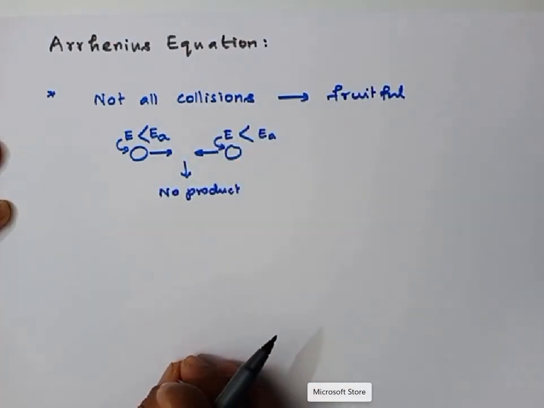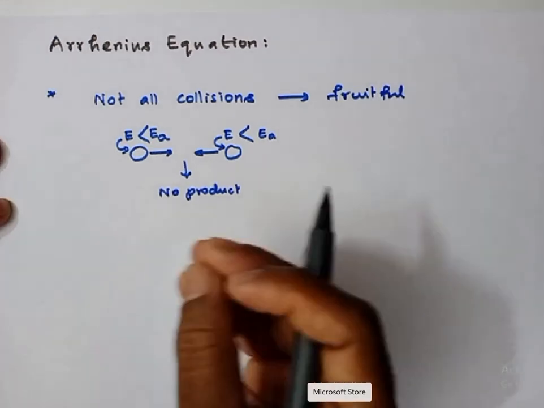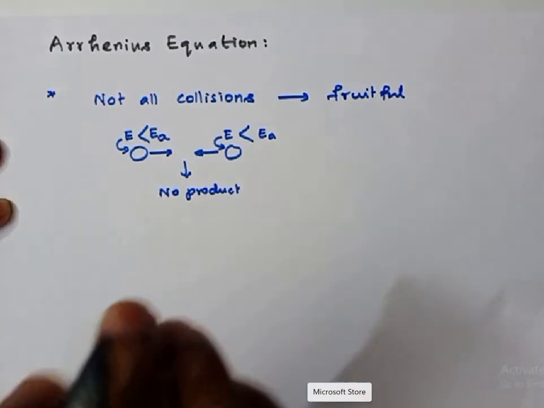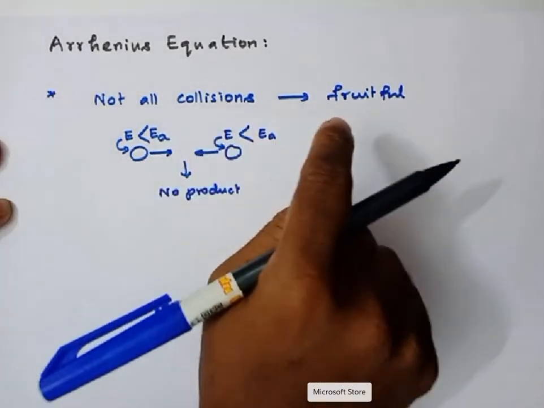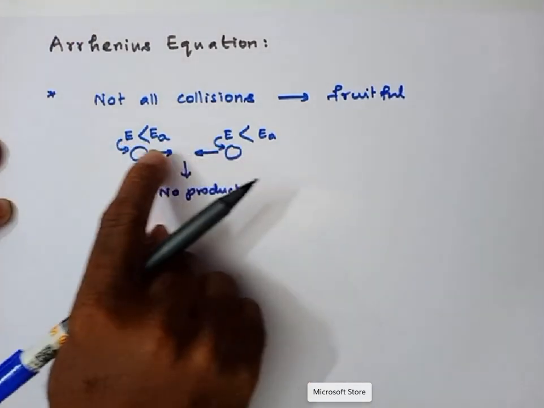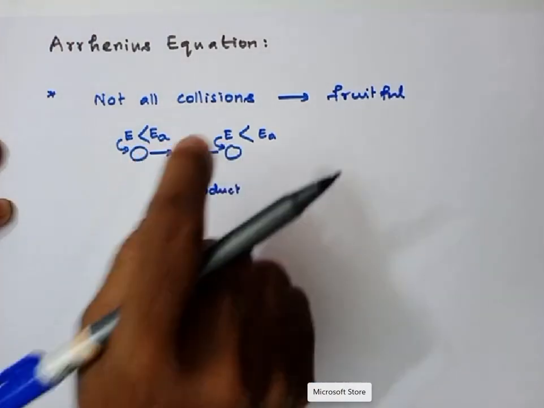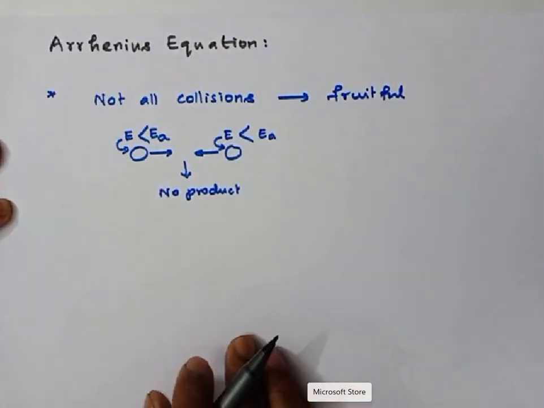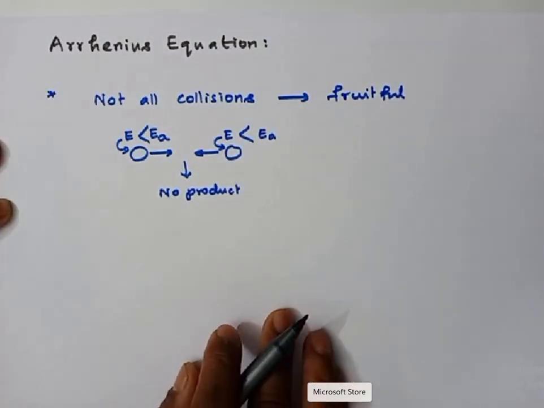Why? Because the energy of the molecule which is undergoing collision is less than the minimum energy required for the reaction. So when you increase the temperature by 10 degrees, no doubt the number of collisions increases. But the point here is that not all collisions are fruitful. If the energy of the colliding molecule is less than the activation energy, those collisions are absolutely a waste. It's an unfruitful collision.